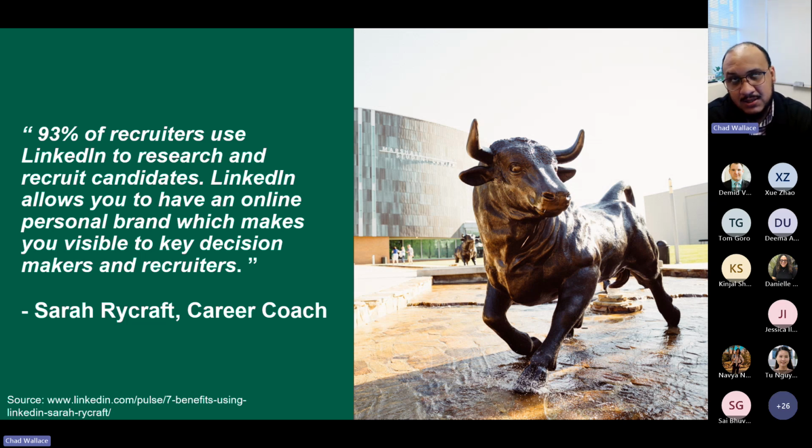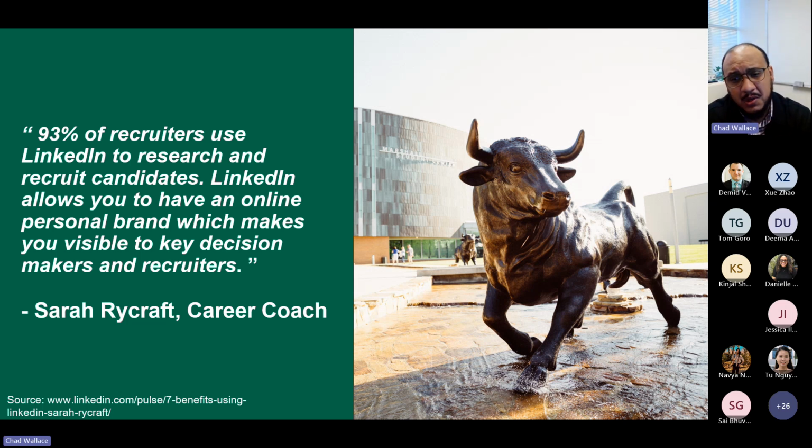But recruiters, the same way that you are actively looking out for jobs, recruiters, whether that's an employer recruiter or an industry recruiter, are also actively looking for candidates, right? And one of the ways that they do so is through LinkedIn, through utilization of a digital platform like LinkedIn, right?